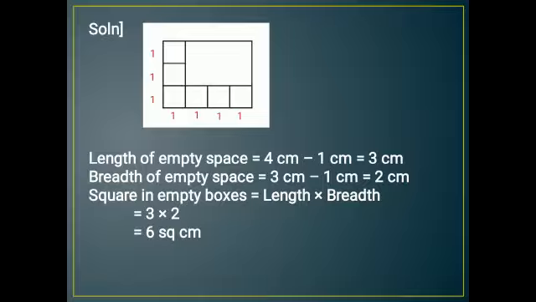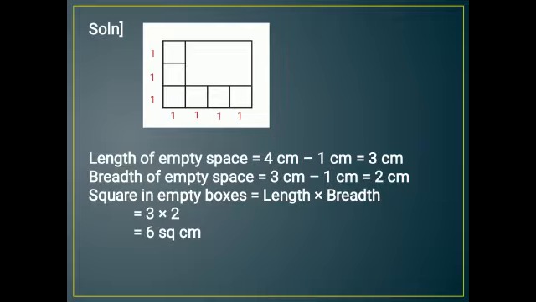So length of empty space is equal to 4 centimeter minus 1 centimeter is equal to 3 centimeter. Yes or no? Because 4 centimeter is there, but as 3 boxes are there, we have to find above 3 boxes how many boxes will come. So we are doing minus 1 centimeter. Next, breadth of empty space is 3 centimeter minus 1 centimeter is equal to 2 centimeter. We get here the length and breadth.